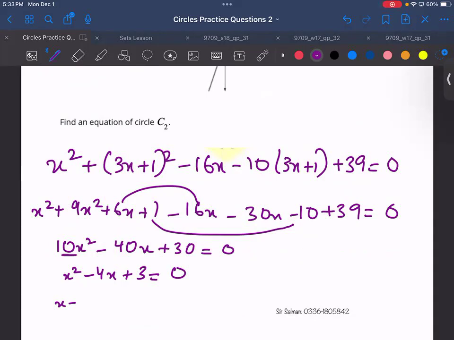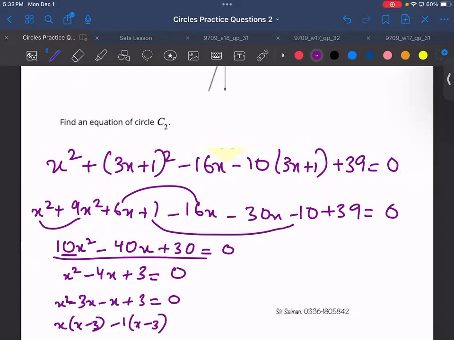So obviously, beta, how else will you solve this quadratic? You will add them up. Even if you have this, you can solve it through quadratic formula. I divided so I can do middle breaking over here. So x into x minus 3 minus 1 into x minus 3. So the two values of x are x equals 1 and x equals 3. I hope you got it.